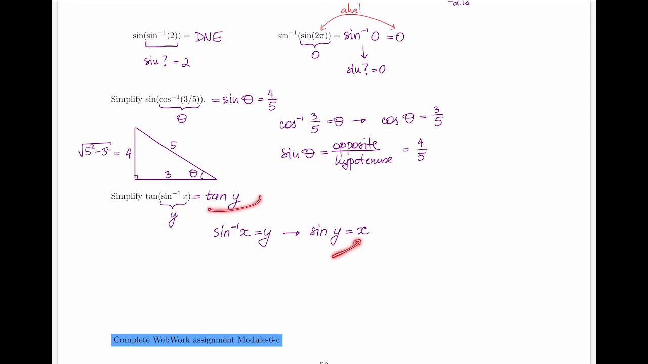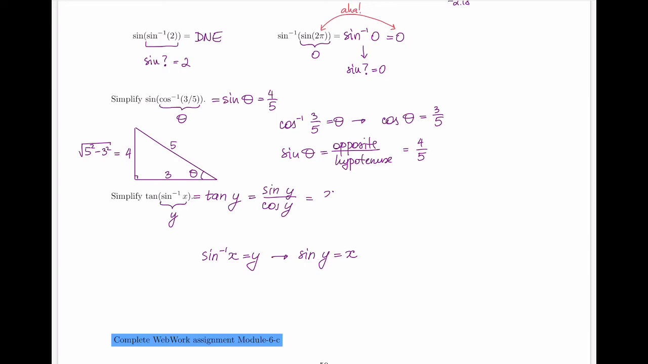What I want to know is tangent. Now I know that tangent is sine over cosine, so let me write this out here. This is sine of y over cosine of y, and I already know that sine of y is x. So I have that it's x over cosine of y. So now all I need to figure out is what is cosine of y equal to in terms of x.